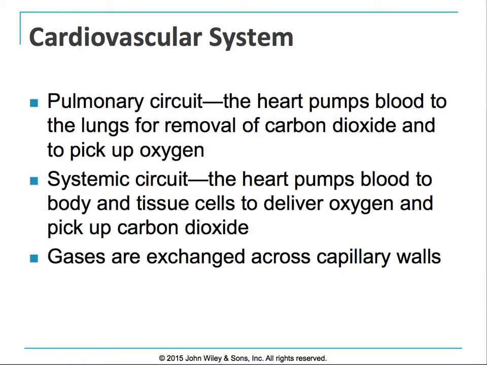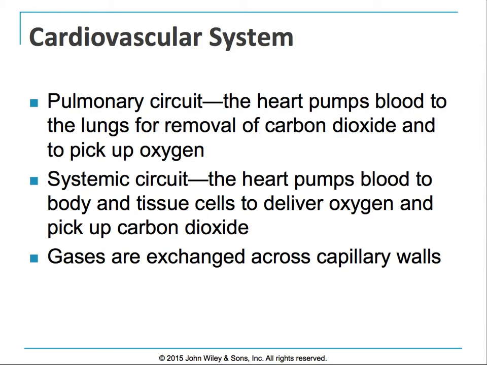There are two circuits in the cardiovascular system. The first is the pulmonary circuit. In the pulmonary circuit, the heart pumps blood to the lungs for removal of carbon dioxide and to pick up oxygen. In the systemic circuit, the heart pumps blood to the body and tissue cells to deliver that oxygen and pick up carbon dioxide. Then the blood moves into the pulmonary circuit and the whole cycle begins again.